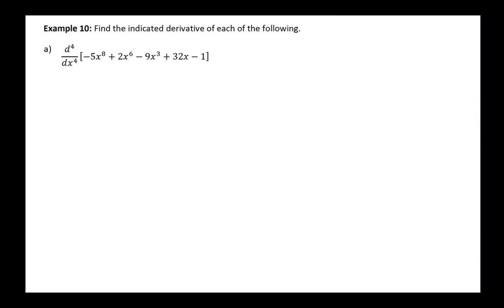If there's like terms, definitely combine them. But if I was going to find the fourth derivative, what do you think I would do first? Not the fourth term. Even easier than that. You guys are thinking way high. Find the first derivative. Yeah. You can't get to the fourth unless you're at the first, right? So find the first derivative. That's not too bad. So let's find the first derivative.